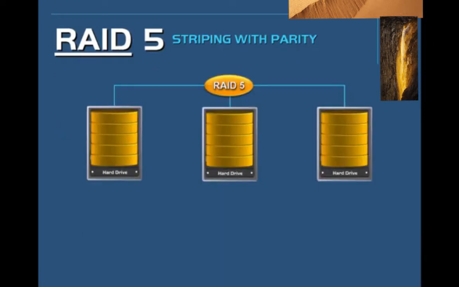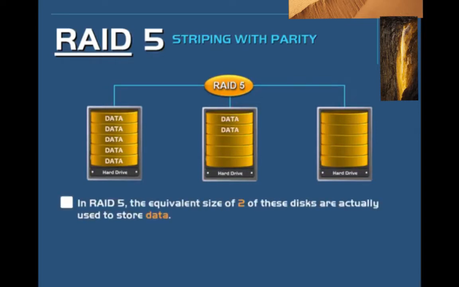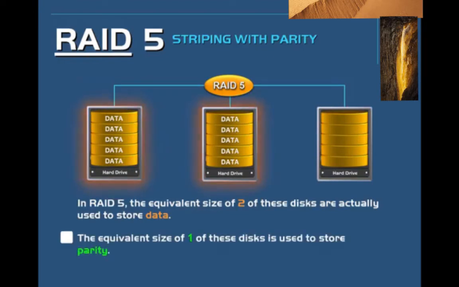So in our example here, this setup is using 3 disks. But since it's using RAID 5, the equivalent size of 2 of these disks are actually used to store data. And this is because it takes the equivalent of 1 entire disk to store parity. So if these disks were 1 terabyte each, 3 of them combined would equal 3 terabytes. But only 2 terabytes would be used for actual storage, because 1 terabyte would be used to store parity.